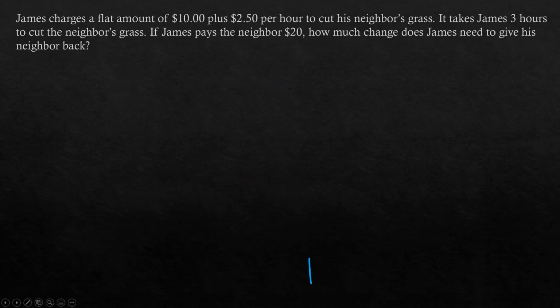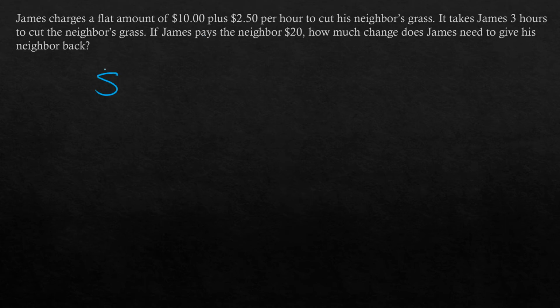Alright, James charges a flat amount of $10 plus $2.50 per hour to cut his neighbor's grass. If James takes 3 hours to cut his neighbor's grass, the neighbor pays him with a $20 bill. How much change does James need to give his neighbor back?